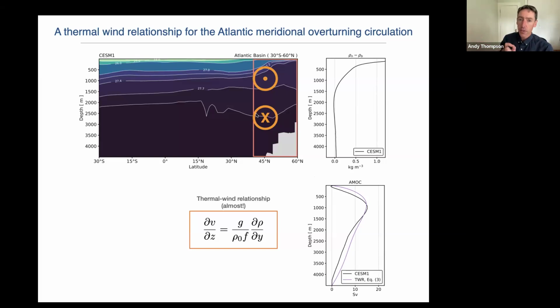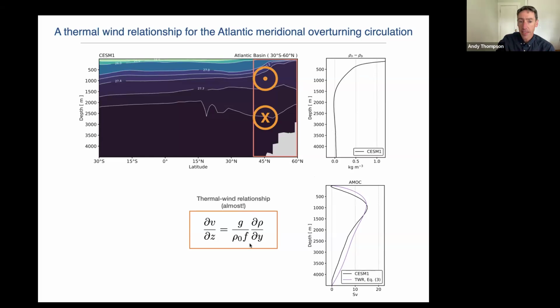So we're going to use this relationship to sort of understand changes in the overturning circulation, and we're going to look at how density differences between the North Atlantic, so in this region between 30 degrees north and 60 degrees north, change with the lower latitude density. And so on the right-hand side here, I'm just plotting what that difference in density between the north and what I'm going to call the low latitude basins looks like as a function of depth.